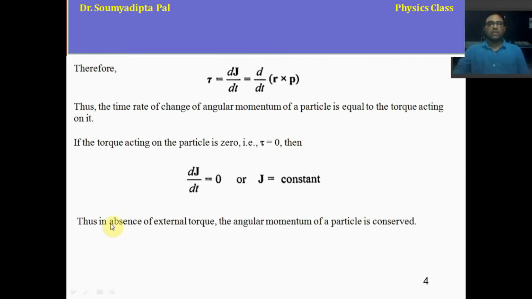So the statement is, in the absence of external torque, the total angular momentum of a particle is always conserved, right?